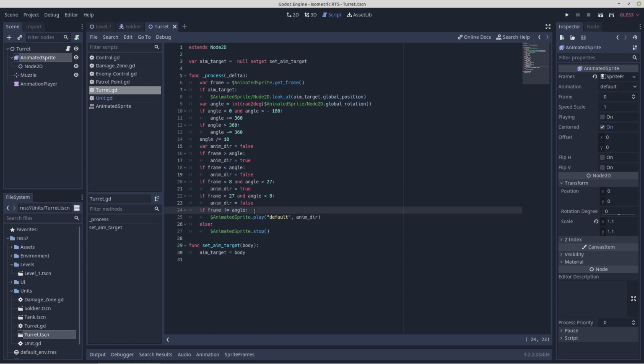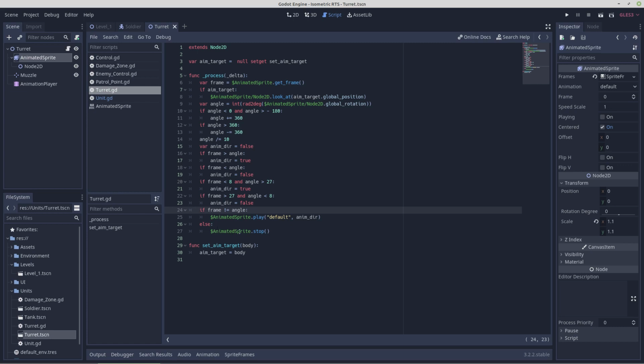Then, if the frame does not equal the angle, it'll play the animated sprite in the direction that was determined by the true or false. The second argument of play the sprite is reverse. So reverse is either true or false. And by default, if no argument's given, it's false, and the animation plays forward.